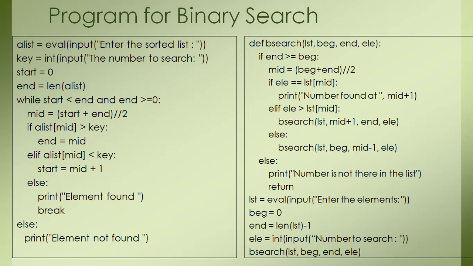And what is the approach? You can correlate this binary search approach with searching for a page in your book. Suppose you have a book having 500 pages and your teacher asks you to open page number 192. If you try to reach page 192 using sequential search or linear search, you have to go through starting from page number 1, 2, 3, 4, and so on, up to 192.